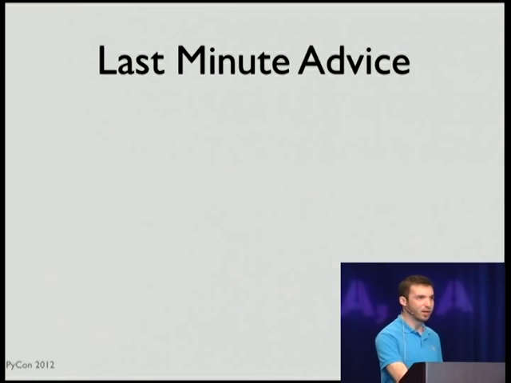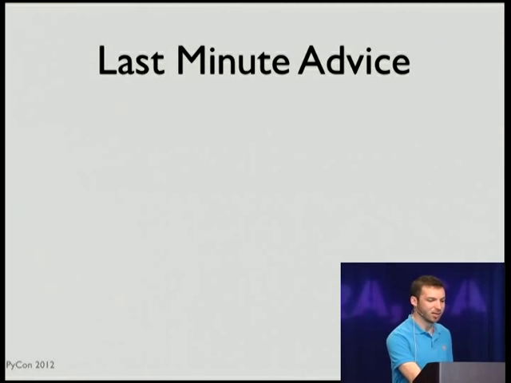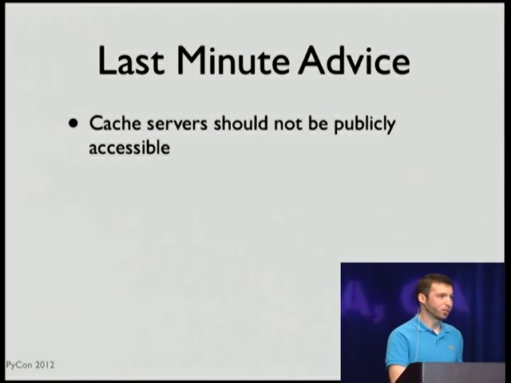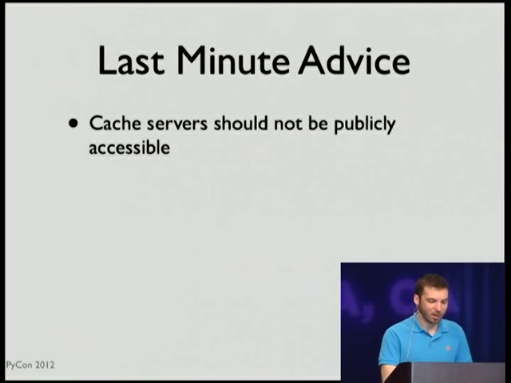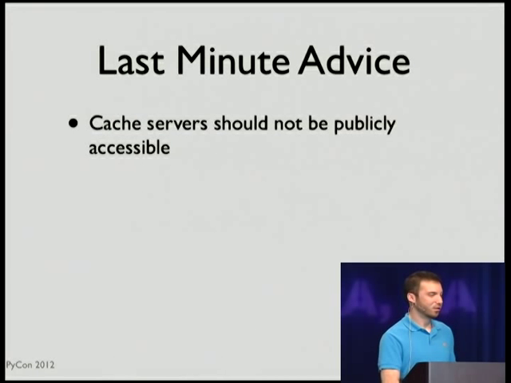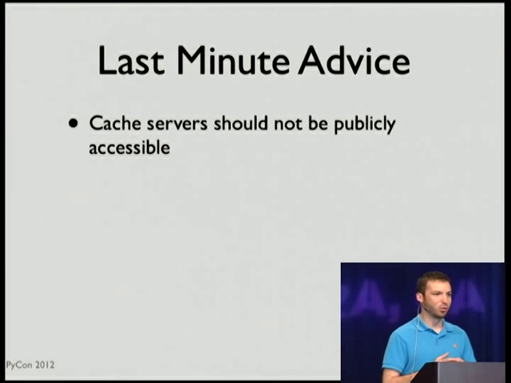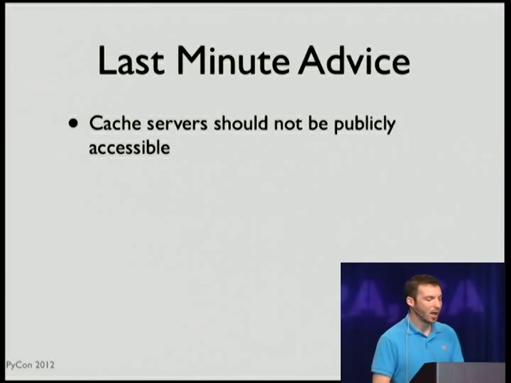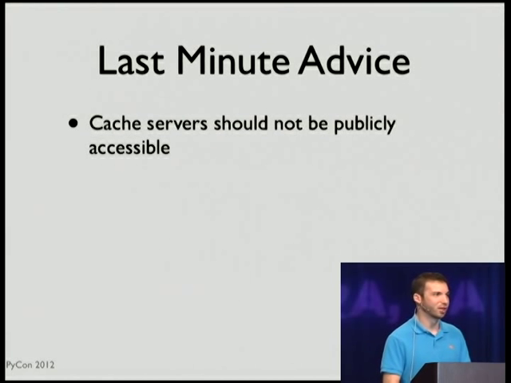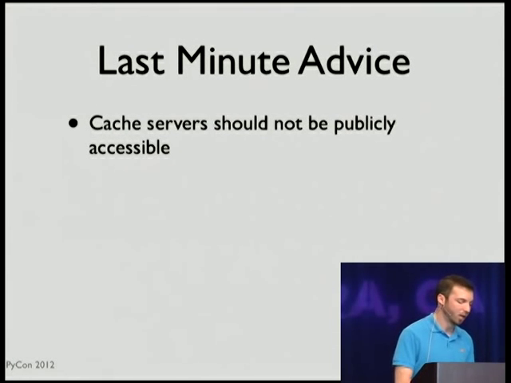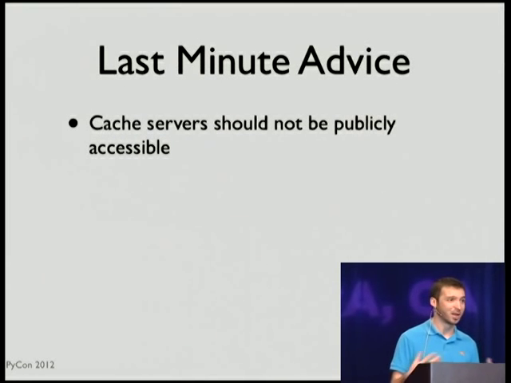So just a little bit of last minute advice before I leave. Your cache server should not be publicly accessible. If you remember reading about this one, if you are running memcached, everyone knows that they can look for this on port 11211. And so if I'm port scanning you, that's one of the ones I'm going to look for. And then I'm just going to start guessing at keys that I think you'll be using. And so I can really pretty easily start finding all kinds of data that you may not want me to have.